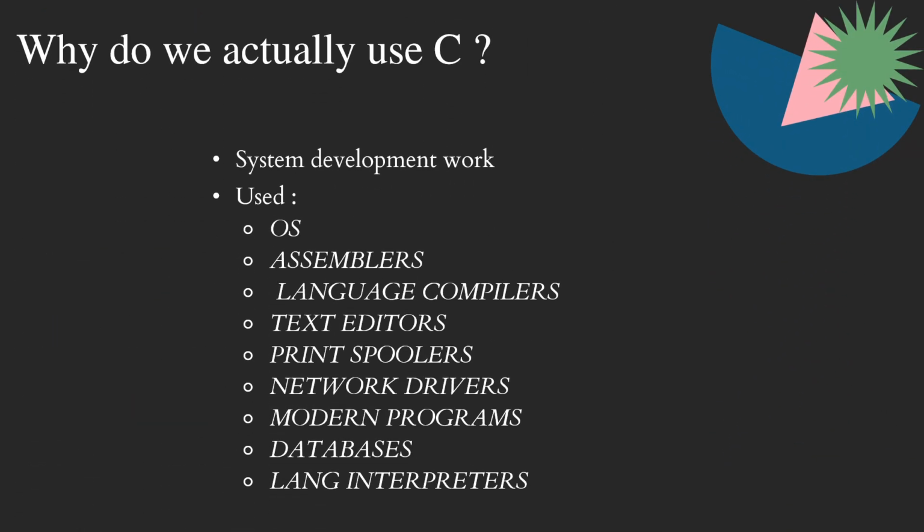Why do we actually use C? C is used in system development work. In a previous session, I mentioned front-end languages and back-end languages, where C is a back-end language. It is for application development. Application is nothing but system development work. So C can be used in operating systems, assemblers, language compilers, text editors, print spoolers, network drivers, modern programs, databases, and language interpreters.